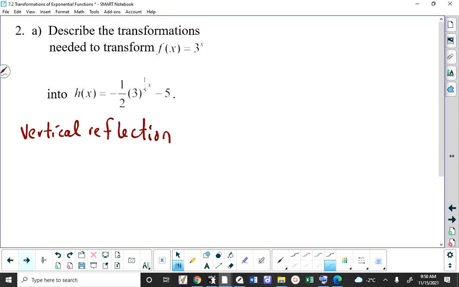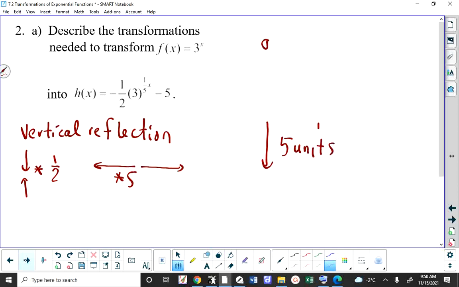If this were a written response question and I wanted to really impress the marker, I would say across the x-axis, but it's not, and I don't. There is a vertical stretch by a factor of 1/2. Again, you wouldn't abbreviate things on a written response question. There is a horizontal stretch by a factor of 5. And then there is a shift downwards of 5 units.